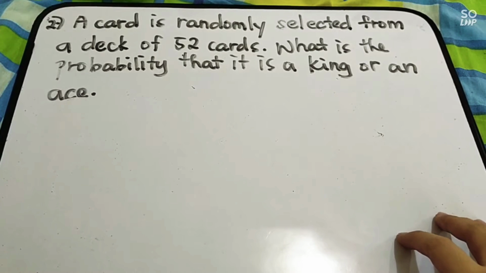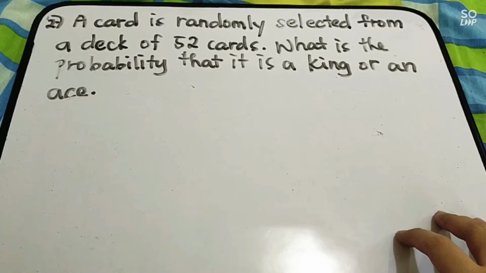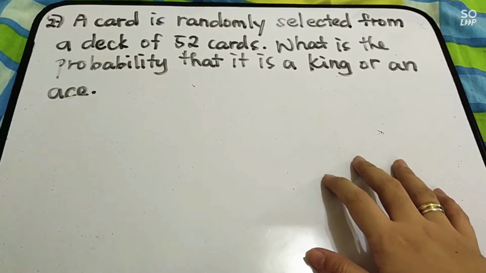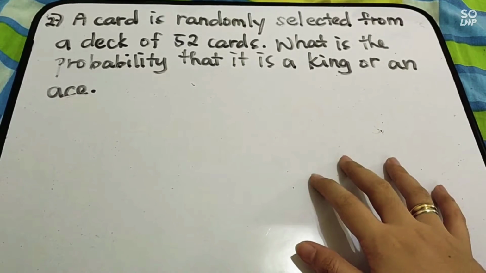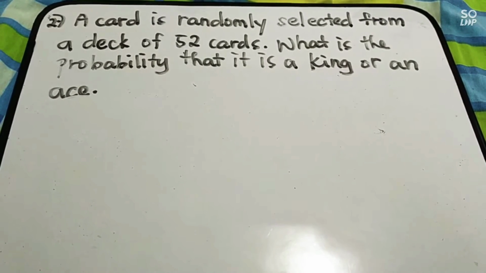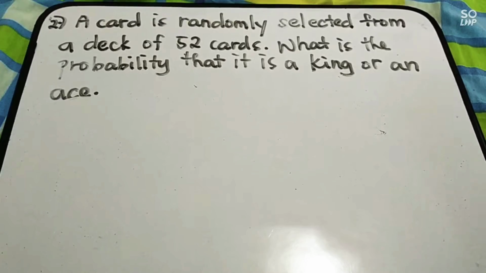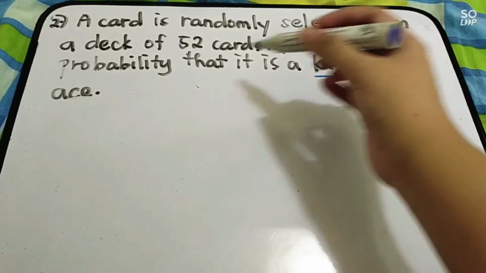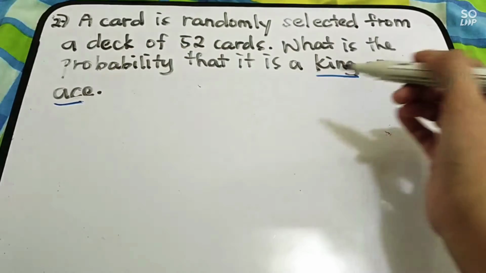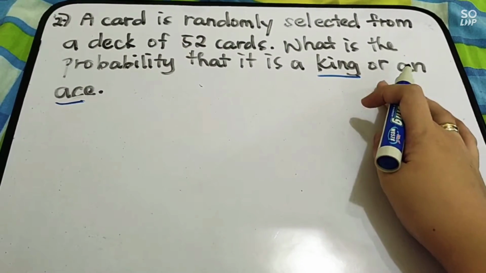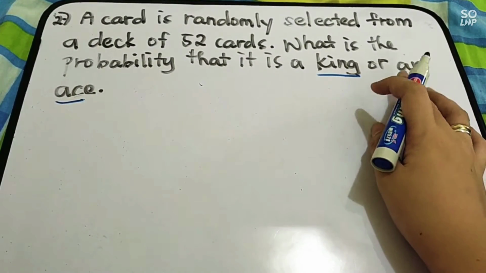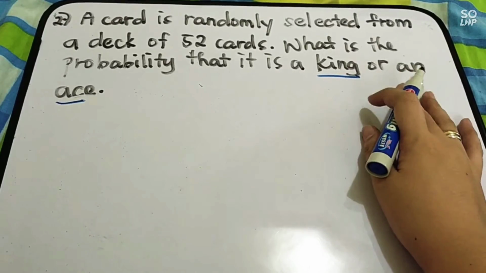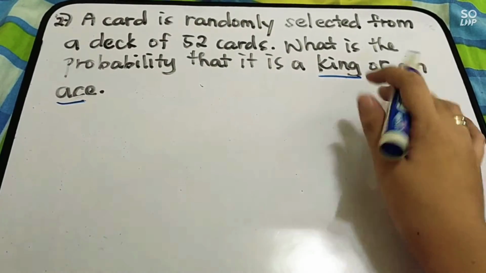Example number 2. A card is randomly selected from a deck of 52 cards. What is the probability that it is a king or an ace? So, why is it a union of two events? We have here king and then we have here ace. Okay? So, or. Yan, gumamit tayo ng or. So, therefore, this is a probability of union of two events.